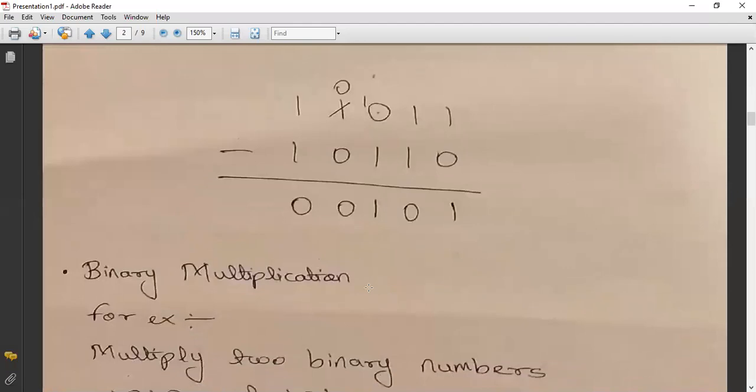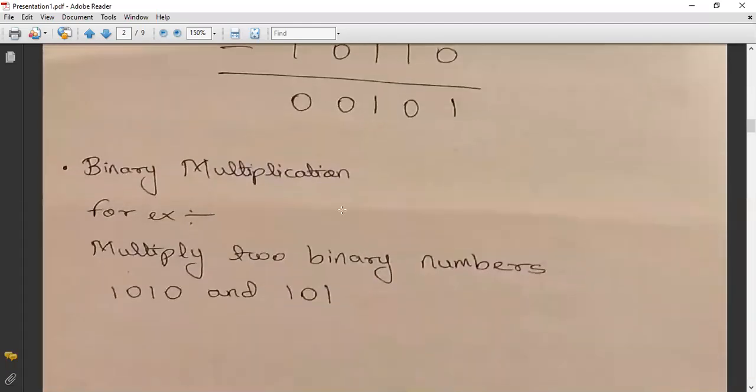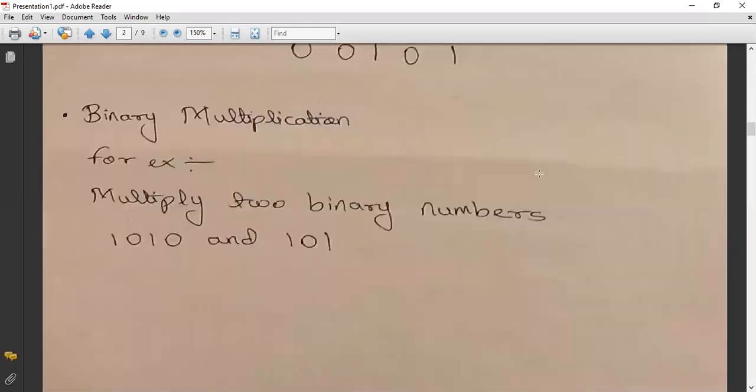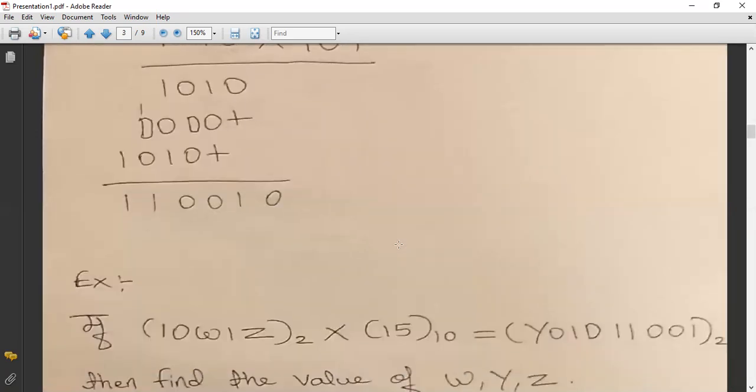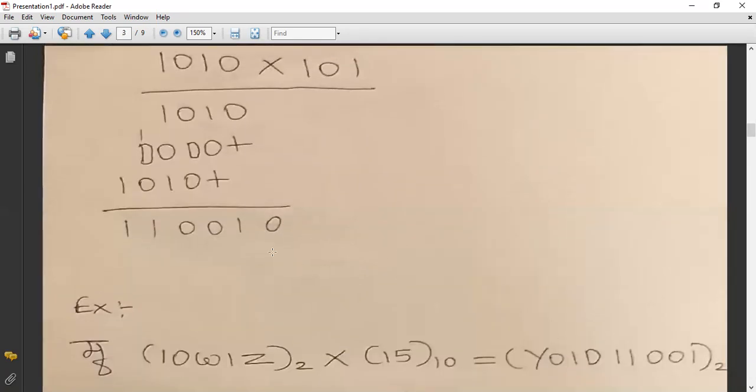Now let us go further and understand binary multiplication. For binary multiplication, we are going to consider one example. We are going to multiply these two numbers, that is 1010 and 101. Let us begin with the multiplication. I have written this number 1010 into 101. Now let us begin. We are going to first multiply this number with 1.